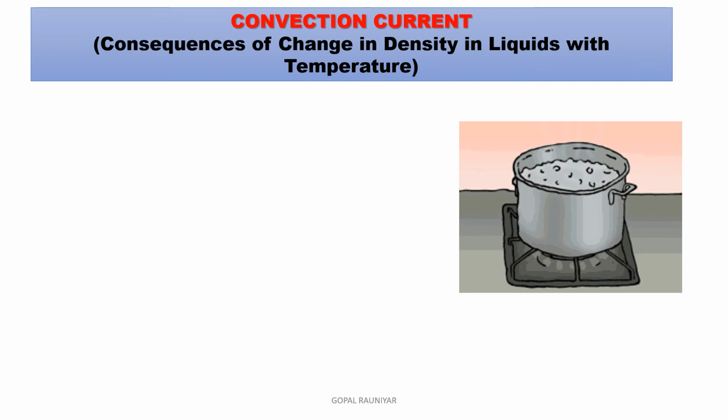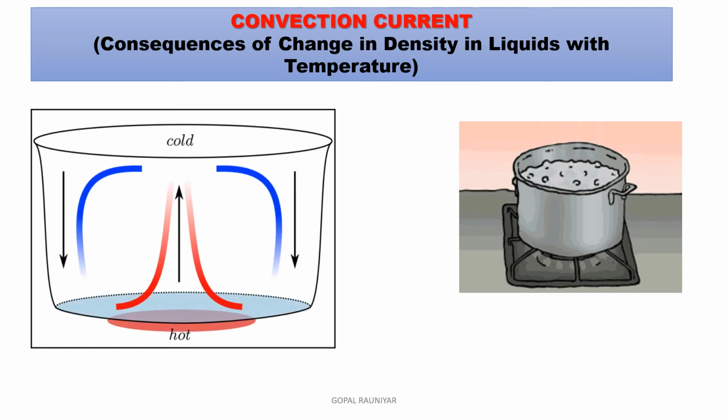Consequence of change in density in liquids with temperature. When we heat a liquid, say water, in a beaker or any other vessel at our home, then the water close to the bottom of the beaker expands. Means after heating, the water close to the bottom of the beaker, or to the source of heat, becomes hot and expands and its density decreases, and the lighter water rises up in the beaker, and to take its place, the cold water from the upper region flows towards the base of the beaker.